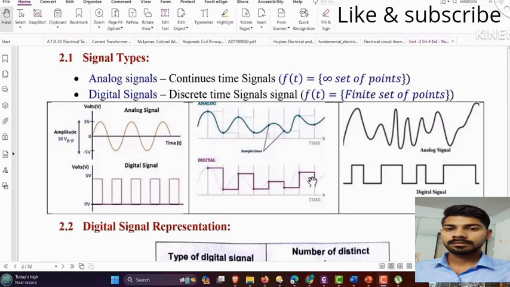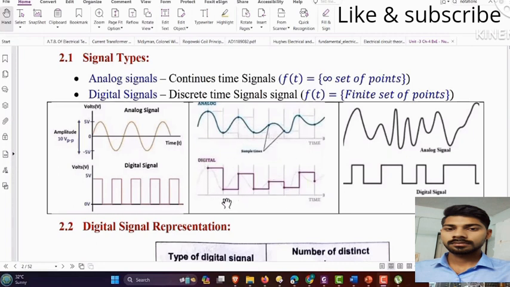In the second figure, you will see another type of analog signal. Again, an analog signal need not have constant amplitude. It can have any amplitude, only it will be represented by an infinite number of points. So for every time instant, there is a corresponding value of the signal. This type of signal is called an analog signal.